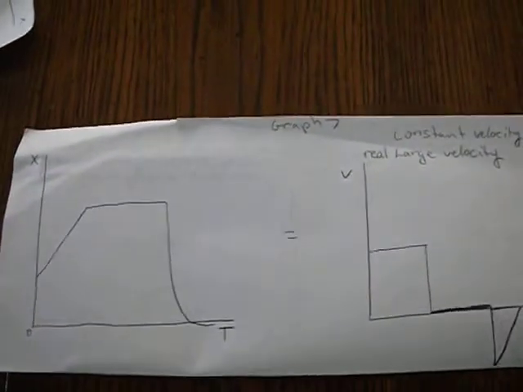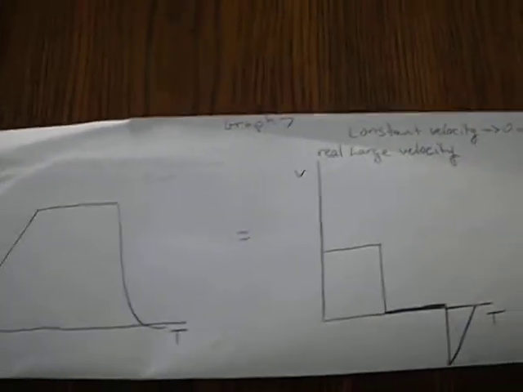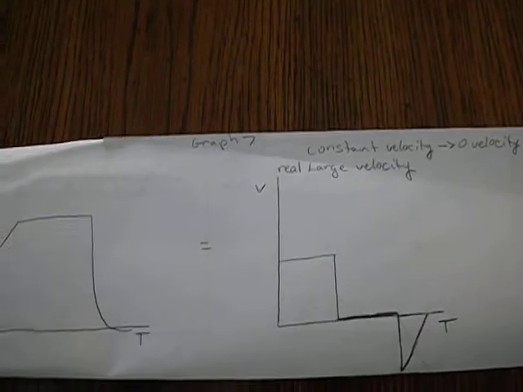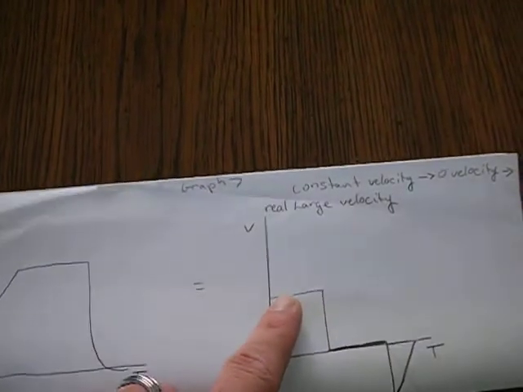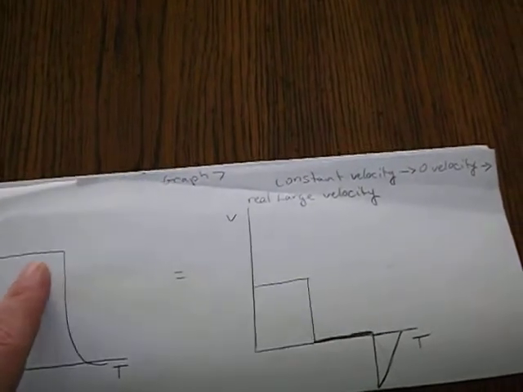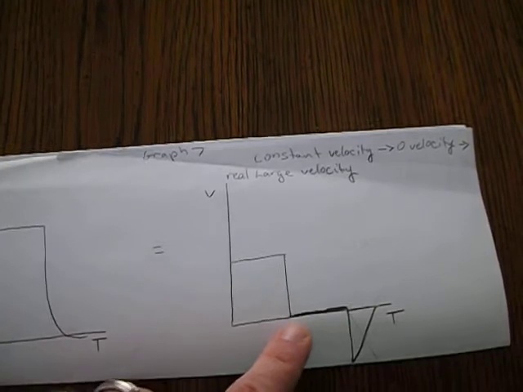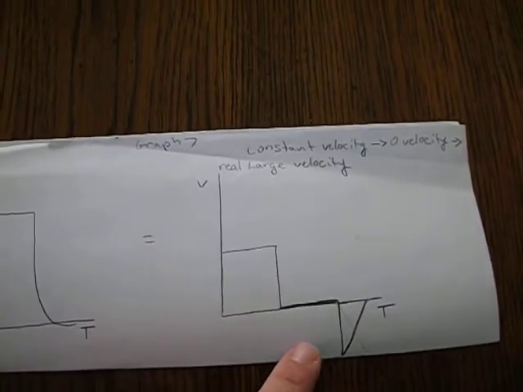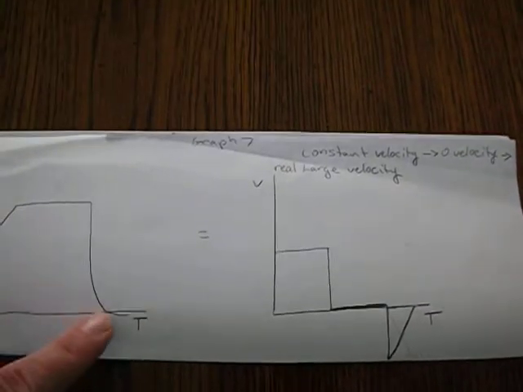Graph 7, I don't even know what to call that one. But we got a position over time on the left and the velocity over time. This area here, position over time, computes to a constant velocity. And we have a 0 velocity in the horizontal portion here. This is the 0 velocity. And you have a real large velocity at the end. This is what the real large velocity is.